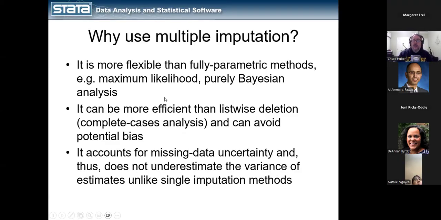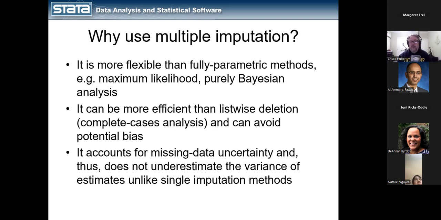Okay. Now, another question you might ask is, well, why are we using this instead of other methods? There are other choices for this. We could use fully parametric methods. There are purely Bayesian methods for handling missing data. There's FIML, which we'll talk about in a moment, full information maximum likelihood. There are other things we could do. Why has multiple imputation become so popular and kind of become the default?